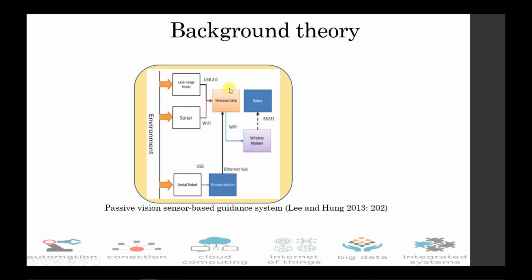This idea was proposed by Lee and Hang, Taiwanese scientists, in their paper in 2013. They used 3 sensors: a laser rangefinder, sonar sensors, and an aerial robot. These sensors provide input data, and the output is utilized by the ground station, and the hardware is the robot, which connects to the ground station. The station commands the robot to move based on the feedback information it gets from the 3 sensors.